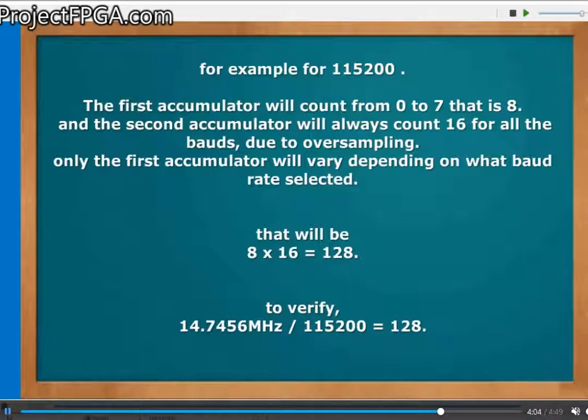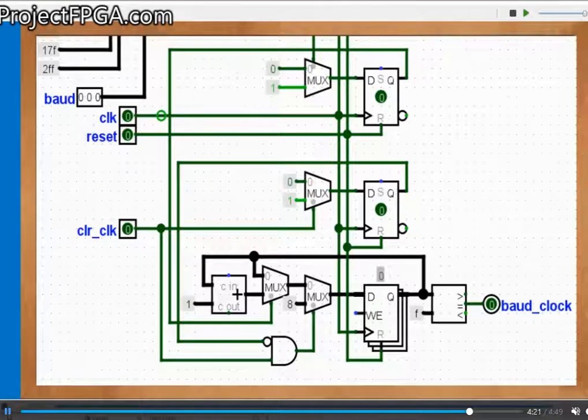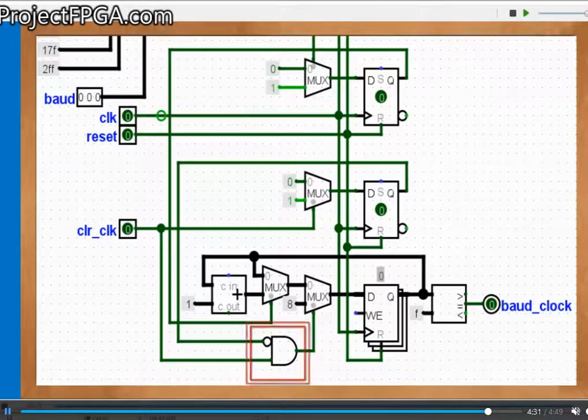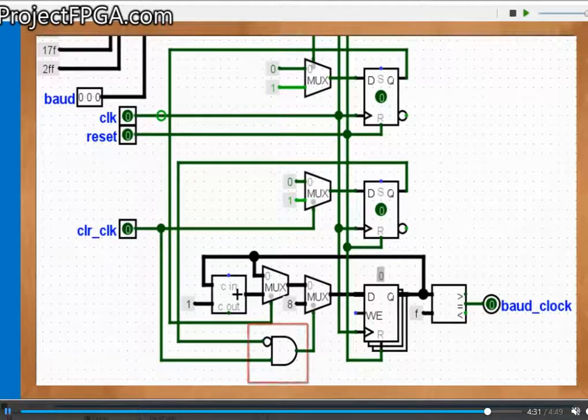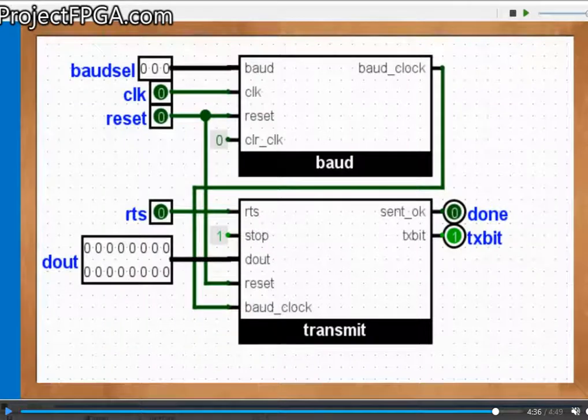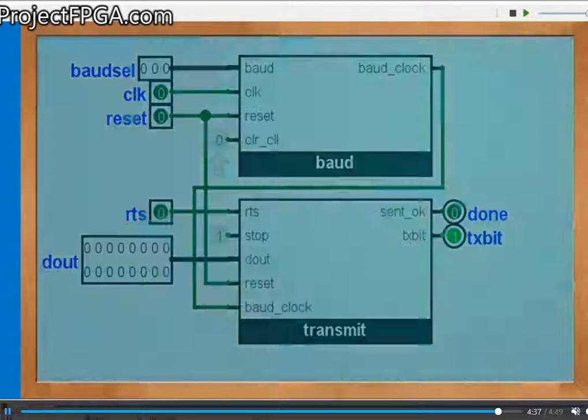The clear clock signal comes from the receiver, as we've seen from the receiver subcircuit, and it sets the oversampling counter to half the count, or 8, whenever it receives the edge of the start bit. It compares its previous value and makes sure it was previously off using this AND gate. And if it's previously off, it means it's not just a data bit but the start bit. This clear clock signal is not used in the transmitter and is set to 0. It's only used with the receiver.